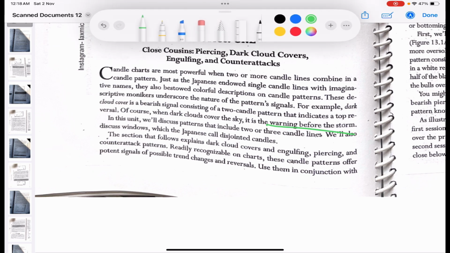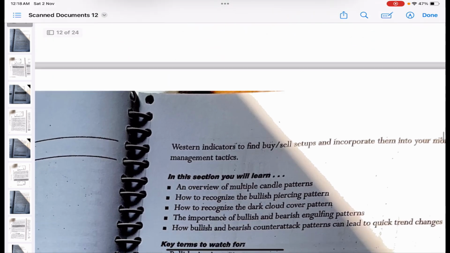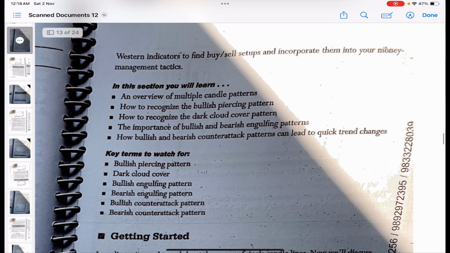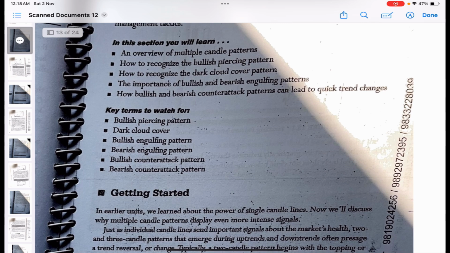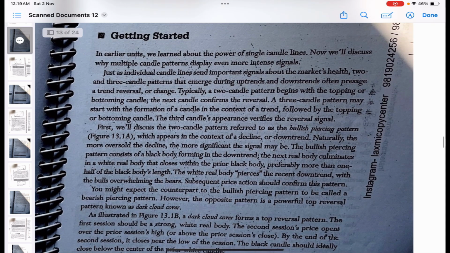In this unit, we'll discuss patterns that include two or three candle lines. We'll also discuss windows, which the Japanese call disjoint candles. The section that follows explains dark cloud covers and engulfing, piercing, and counterattack patterns. Readily recognizable on the charts, these candle patterns offer potent signals of possible trend changes and reversals. Use them in conjunction with indicators. So, obviously, whatever you're learning, make sure to combine it with other factors like indicators or price action, like support and resistances, volumes, and so on.